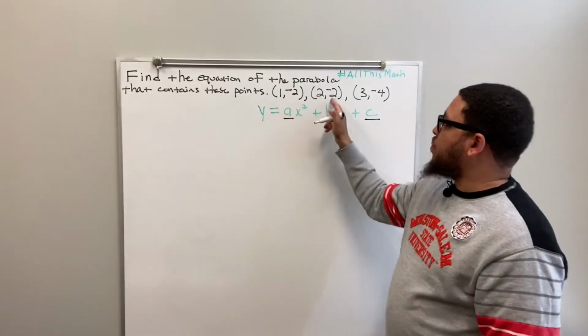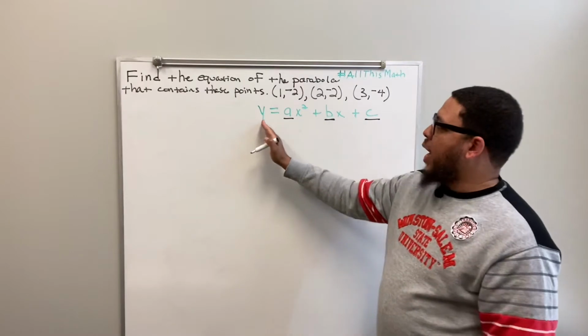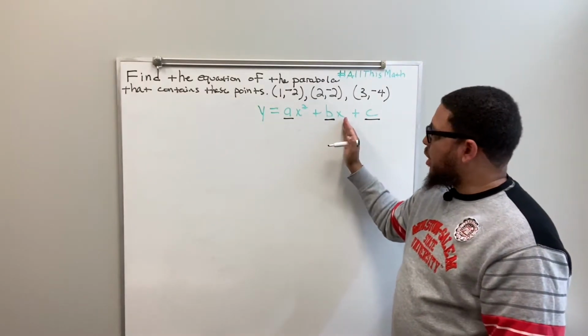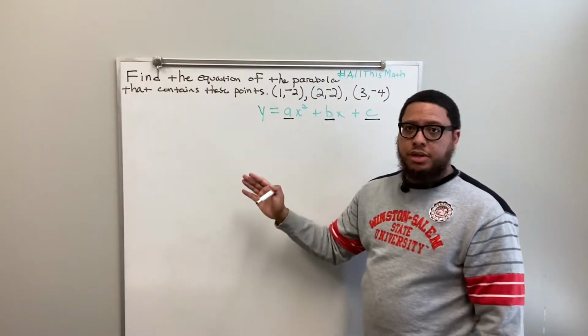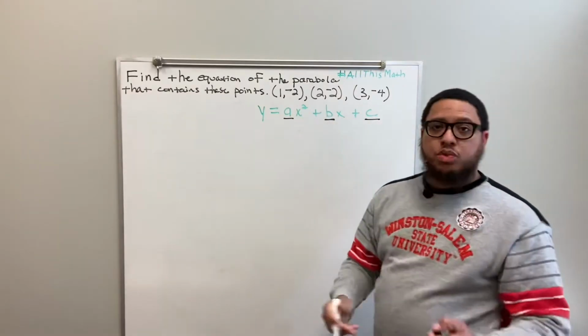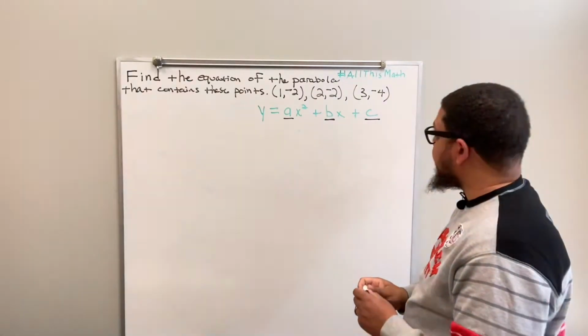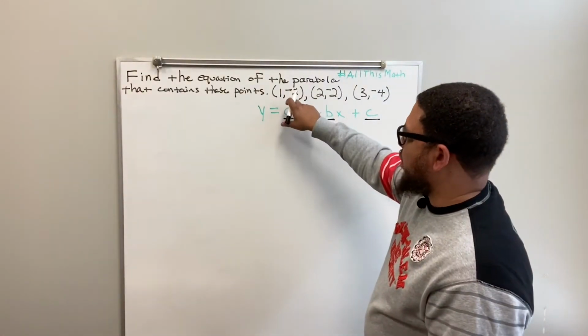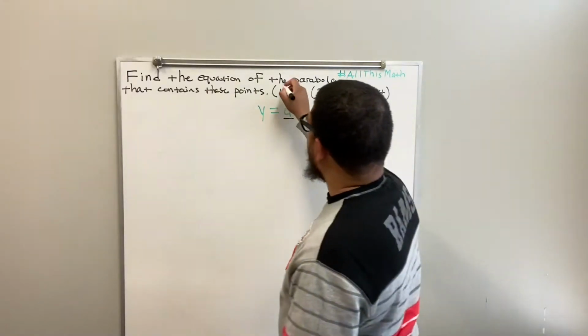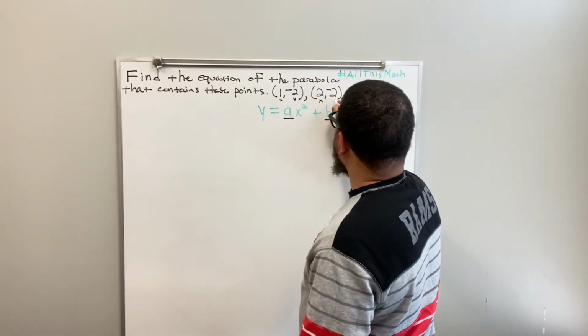Because we don't know this. We're given 3 points. So we know the value of Y and X in 3 different ways, right? But we don't know the value of A, B, and C. And that's where solving a system of equations comes into play. All right, so this is what we're going to do first. We start with our first point. In our first point, the first number is X, the second number is Y.